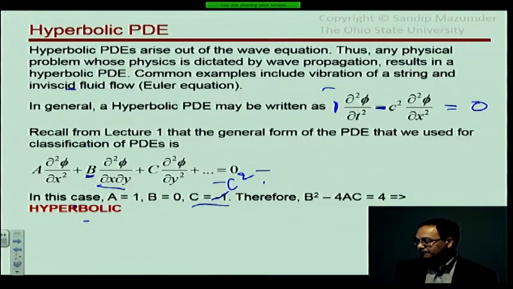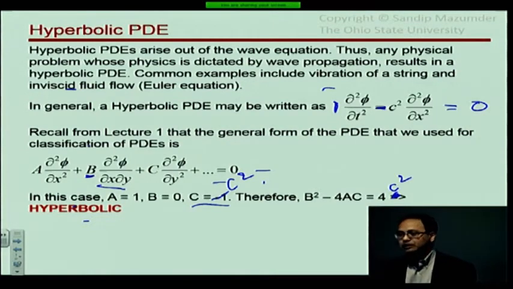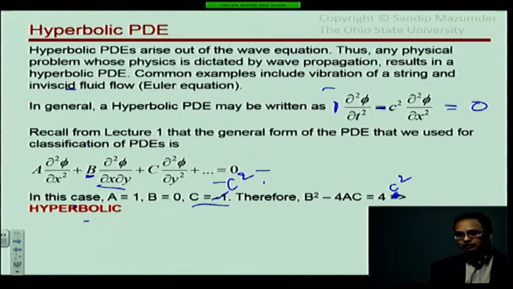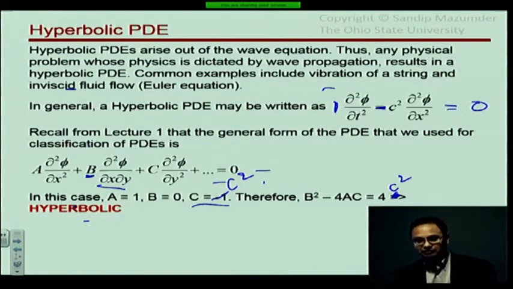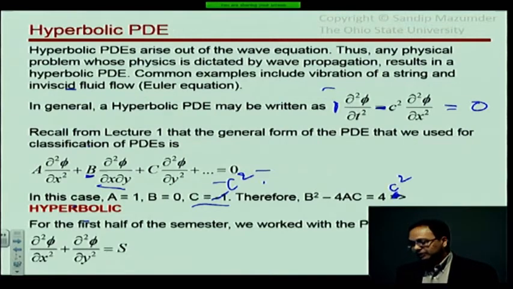So therefore your b squared minus 4ac becomes 4c squared, and c squared of course is always a positive number because it's the square of something. And therefore b squared minus 4ac is greater than 0, which makes it a hyperbolic equation.